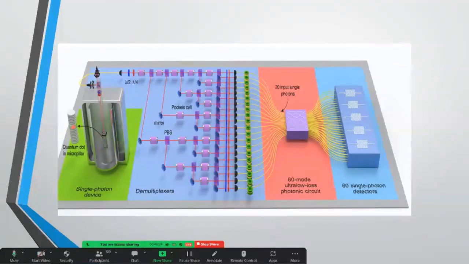These work like demultiplexers, and this is a single photon device from where it is actually delivered.